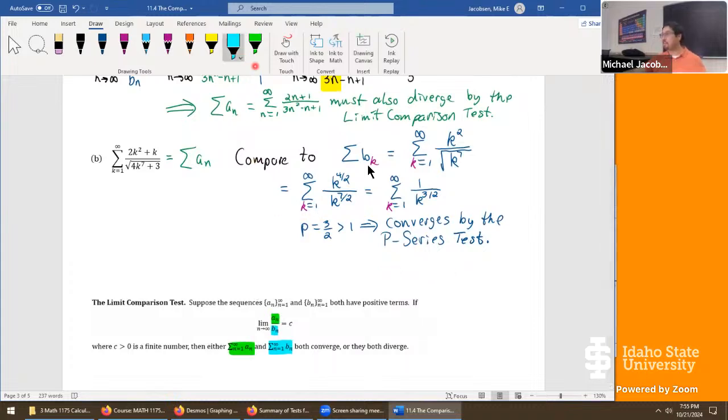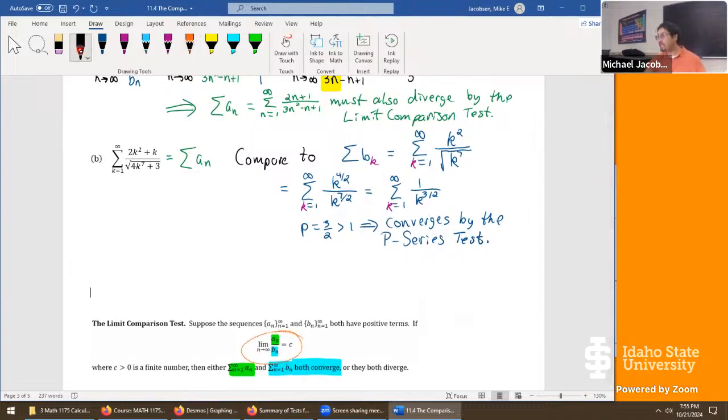Okay, so the comment I was about to make was, once we know that Bn or Bk, however we call it, actually converges, it tells us in this problem, they're both going to converge as long as we can show that that limit is true. So those are our next steps. We take the limit as n runs off to infinity of the ratio an divided by bn.